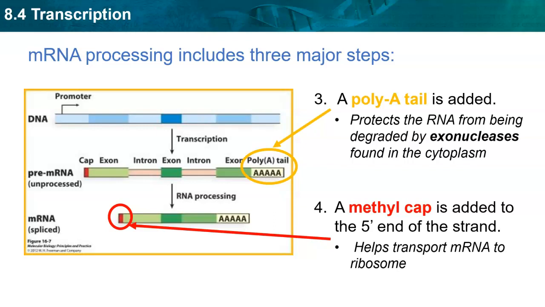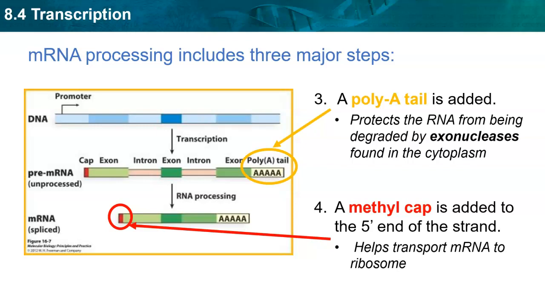The RNA is going to leave the nucleus and go out into the cytoplasm where there are enzymes called exonucleases. Exonuclease is an enzyme that degrades any kind of nucleic acid. So we don't want our RNA to get degraded because it's going to be used to make a protein. Therefore, we need to protect it, and that poly A tail will protect it because the enzymes will attack the tail, but it will leave the rest of the mRNA alone.